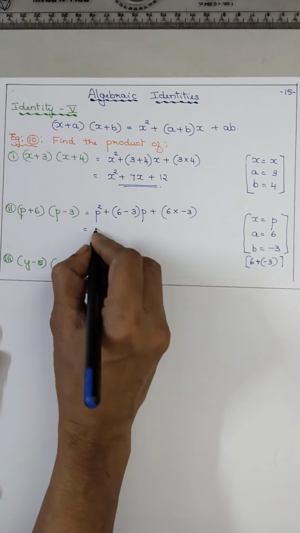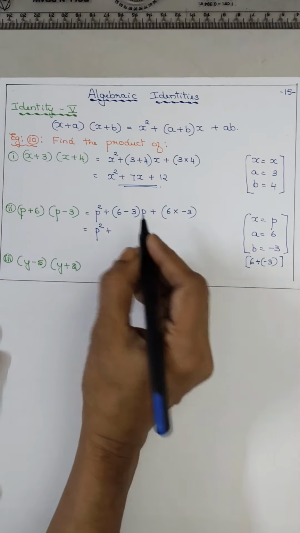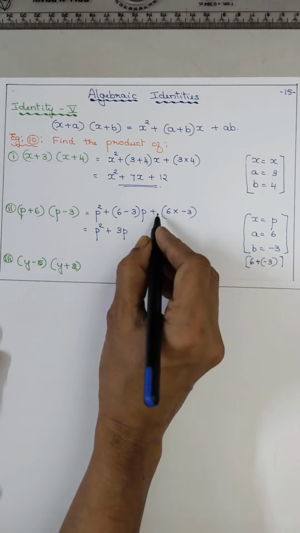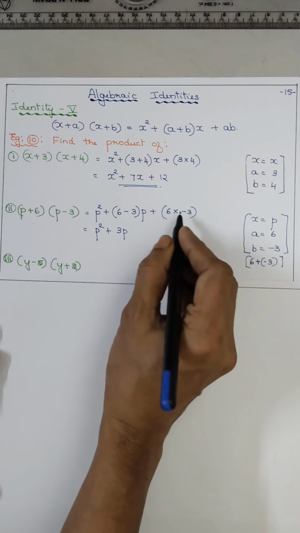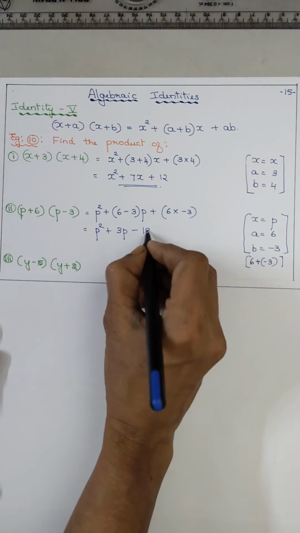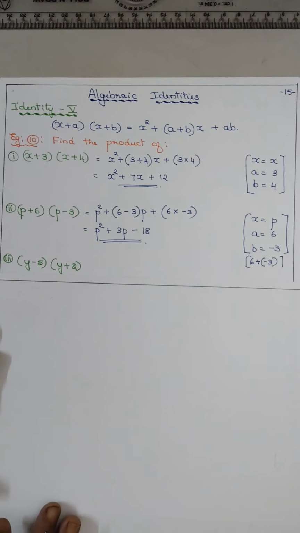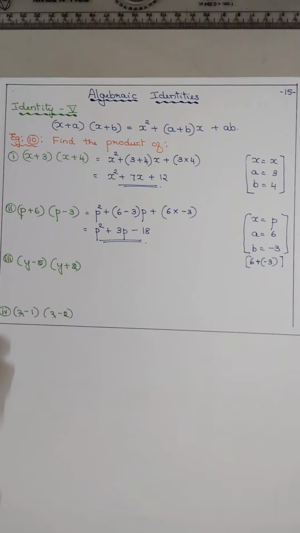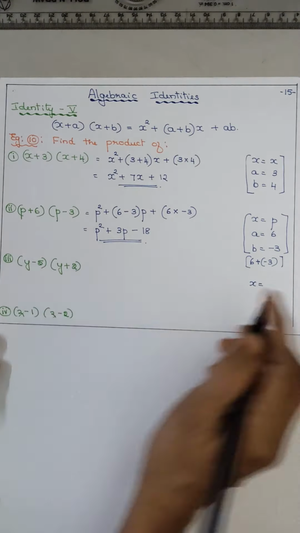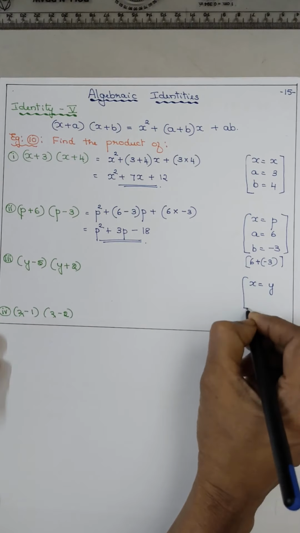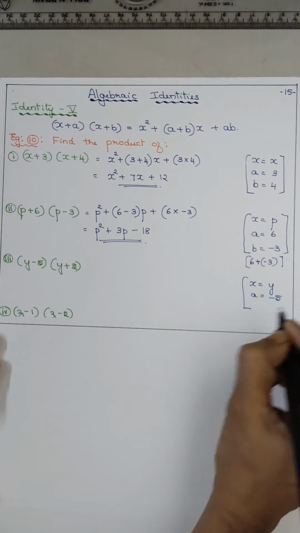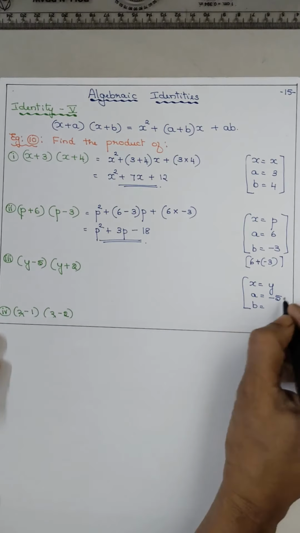Now p squared plus 6 minus 3 is 3p. Now don't put the sign, in multiplication, different signs means it is minus, 6 3s are 18. Is it okay? Now coming to the third sum, x is equal to, first term is y. Now a is equal to minus 5 and b is equal to plus 2.